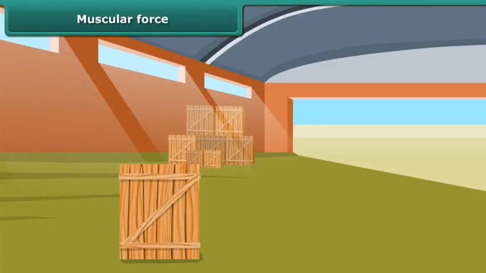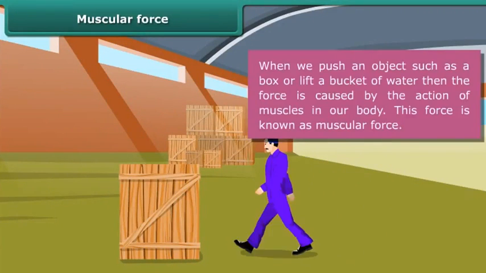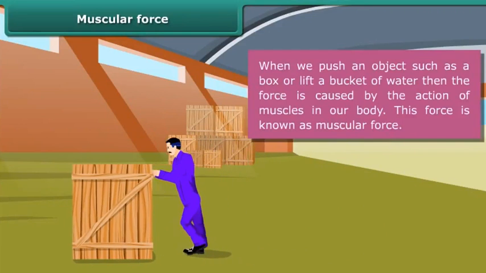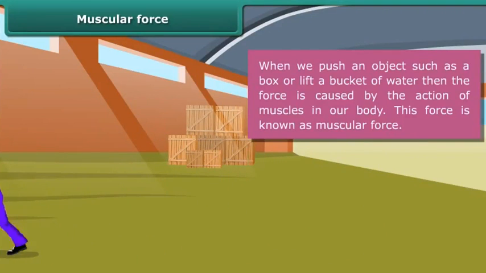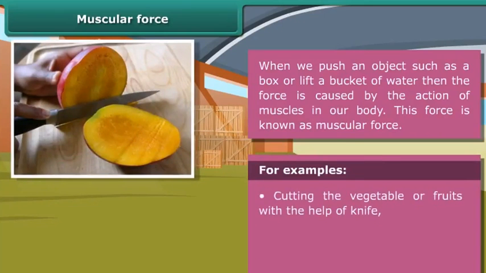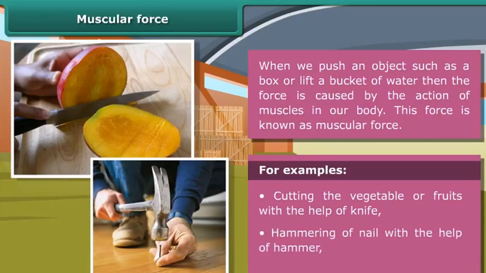Muscular force. When we push an object such as a box or lift a bucket of water, then the force is caused by the action of muscles in our body. This force is known as muscular force. Note that muscular force is always applied either directly through touch or indirectly with the help of a stick or piece of rope. For examples, cutting vegetables or fruits with the help of a knife, hammering a nail with the help of a hammer, pulling a cart by a horse.